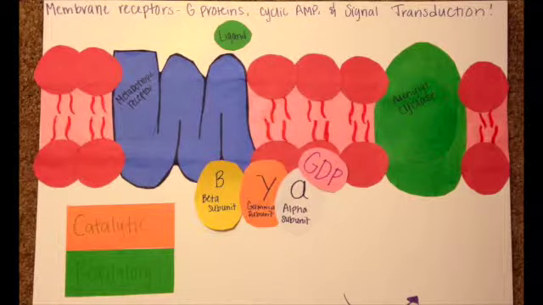Hi there. Today I'm going to tell you the story of membrane receptors, which includes G proteins, cyclic AMP, and signal transduction. To start things off, I'm going to introduce a few of the friends I will be using to demonstrate today. First and foremost, my name is Elizabeth Fretcher, and I will be the narrator of the story.